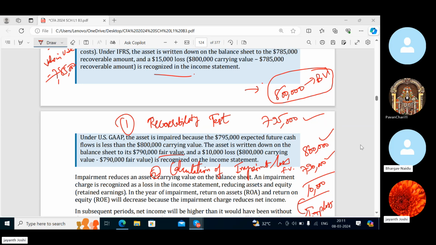So why are we taking fair value? Sorry, why are we taking 790,000? No, this is not the fair value. This is the 790,000 expected future cash flow. Sorry. In the second part, why are we taking 790,000? Yeah, they consider fair value. They are comparing the book value with the market value or fair value, not realizable value.